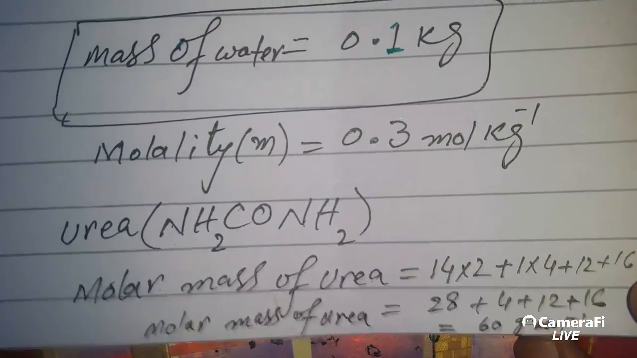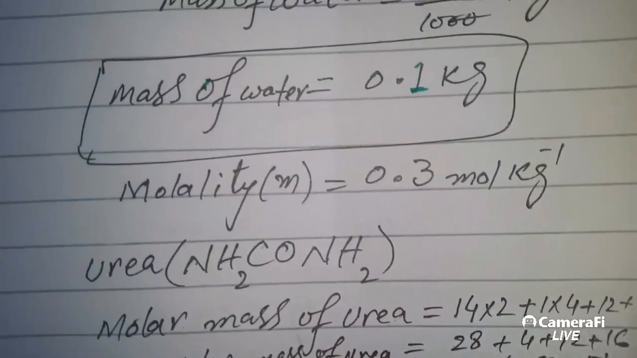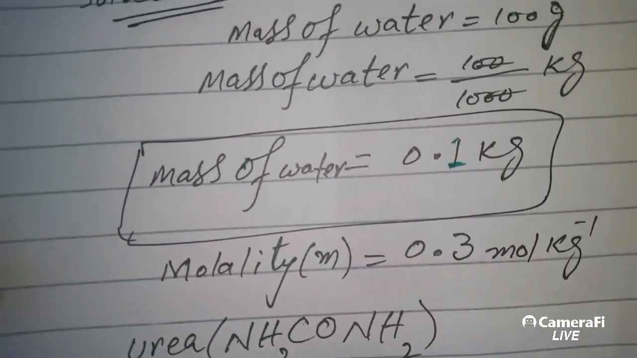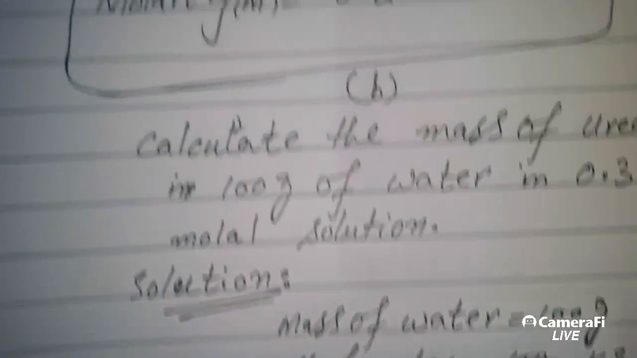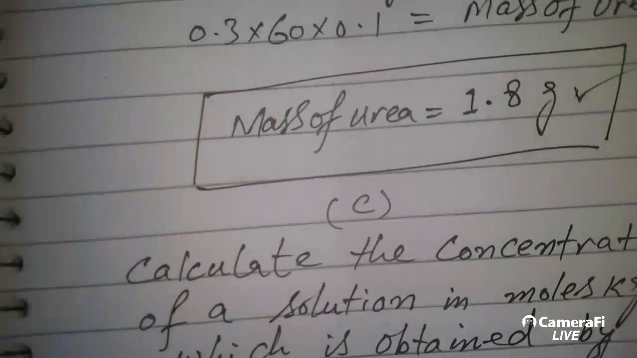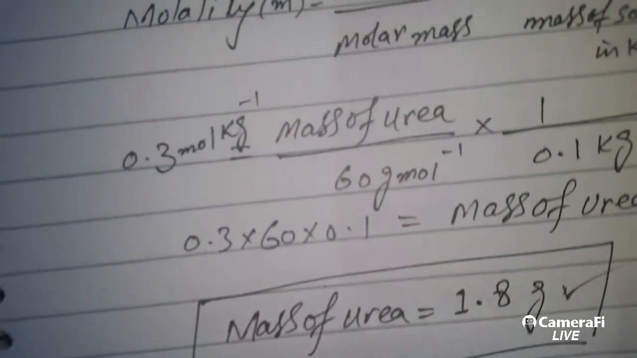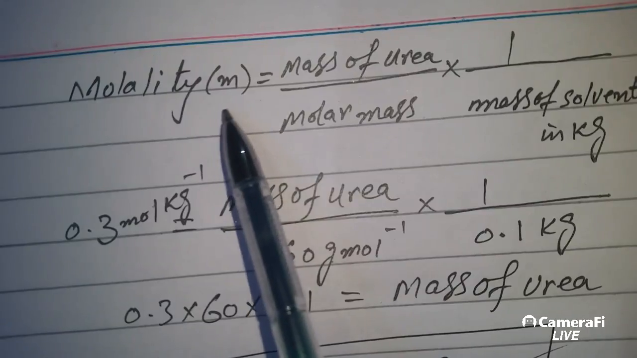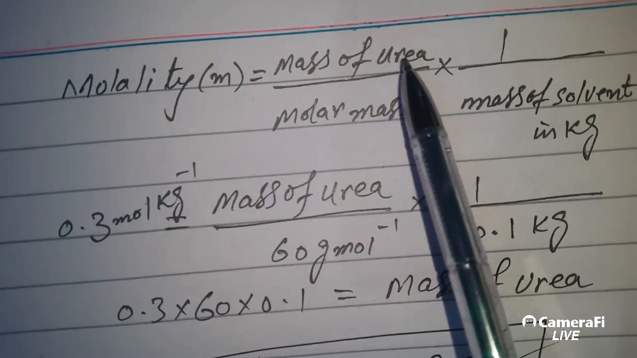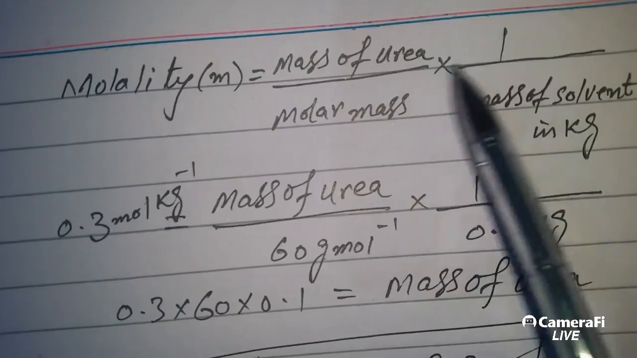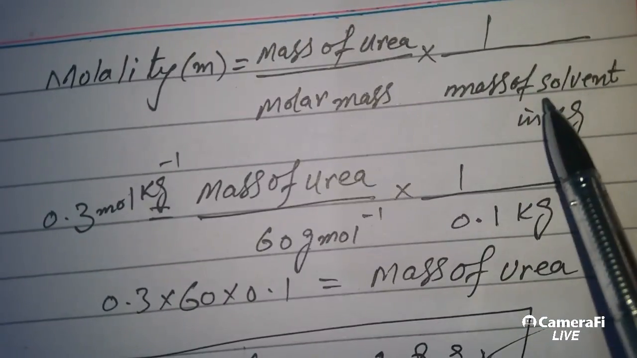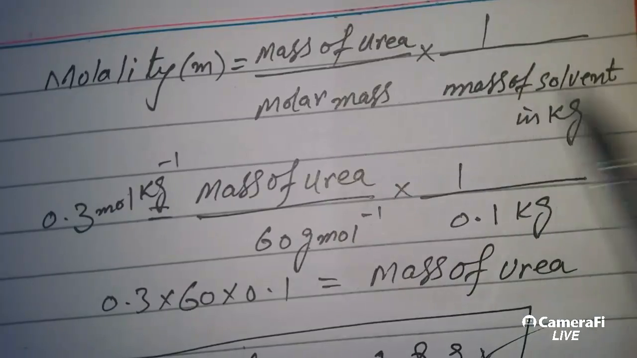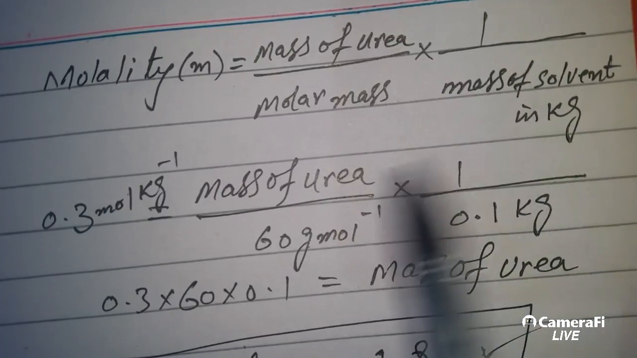Now we have molality, we have molar mass of urea, and we have mass of solvent in kg as well. Now we can easily apply the formula and find the missing term. Here is the formula for you. Molality, small m, equals mass of solute over molar mass of solute multiplied by 1 over mass of solvent in kilograms.